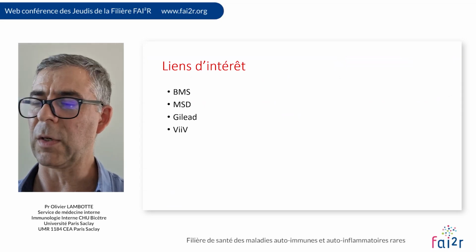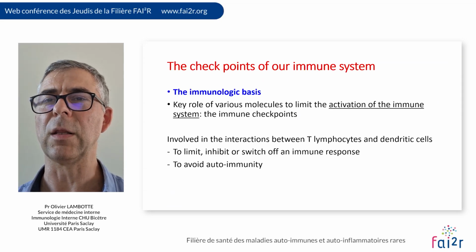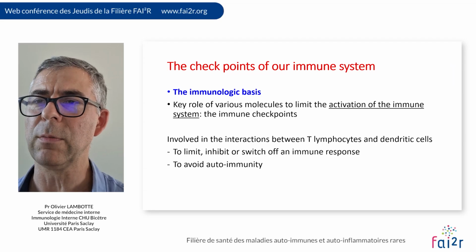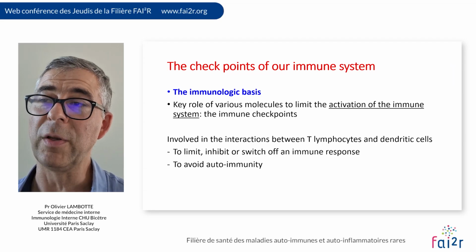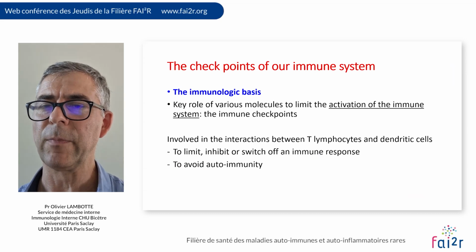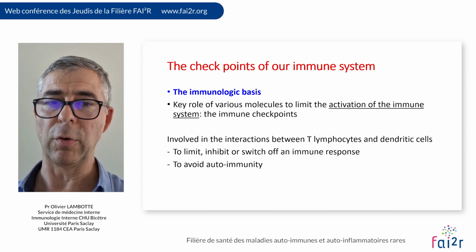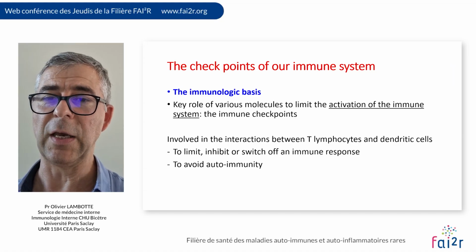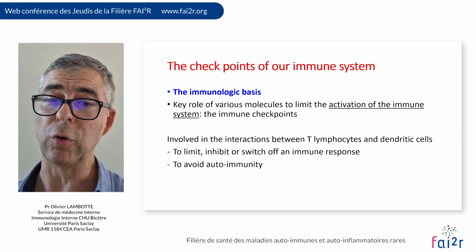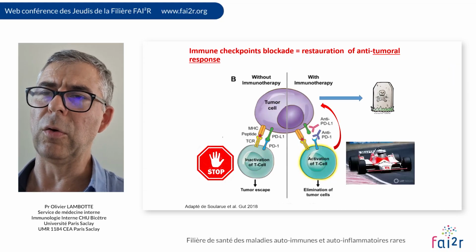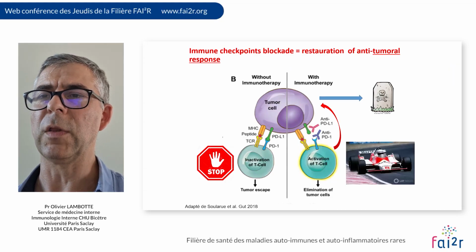So, the rest. Immune checkpoints are major molecules involved in our immune system. They play a major role to limit the activation of the immune system, and they interact between T lymphocytes and myeloid cells. They play a physiological role to switch off an immune response when it's finished, and they have to avoid autoimmunity.